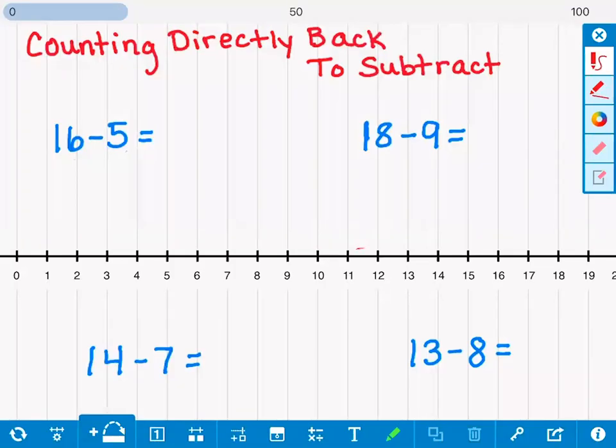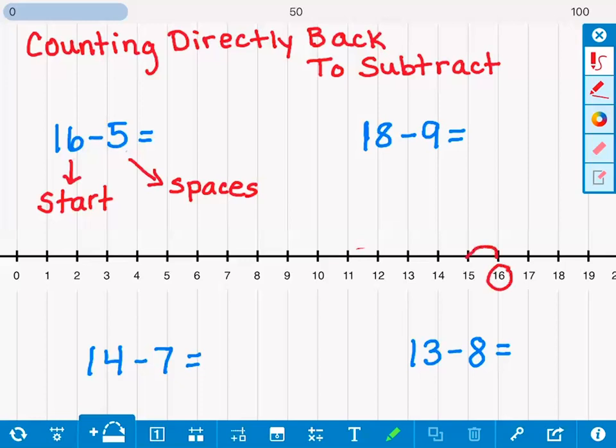Hi, this is using the number line, counting directly back to subtract. We are going to start with the 16, the first number in the equation. And then the second number is actually how many spaces we count back. So we're going to start with 16 and count back 5 spaces.